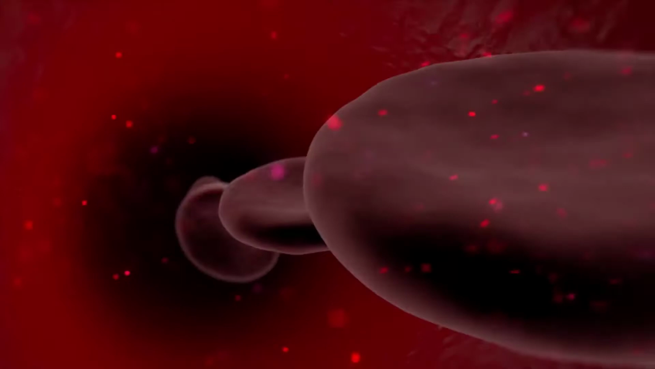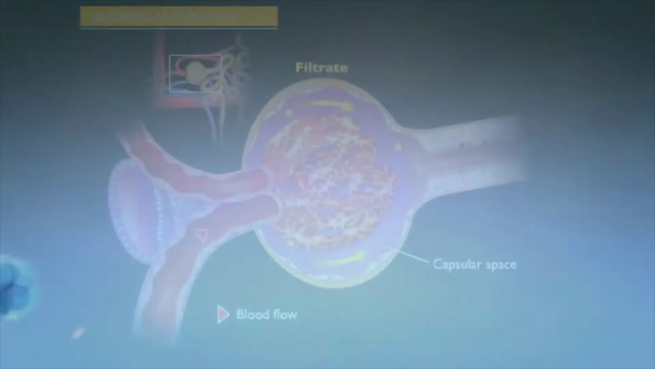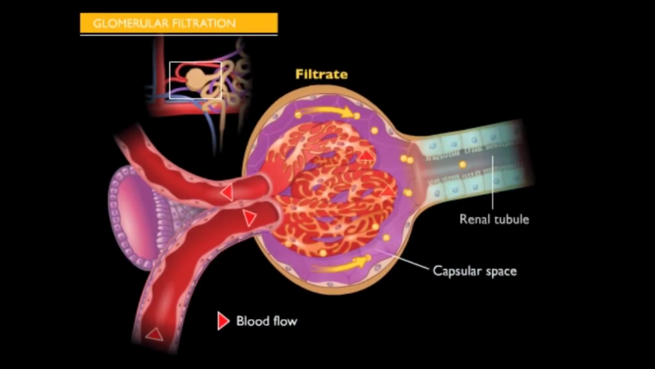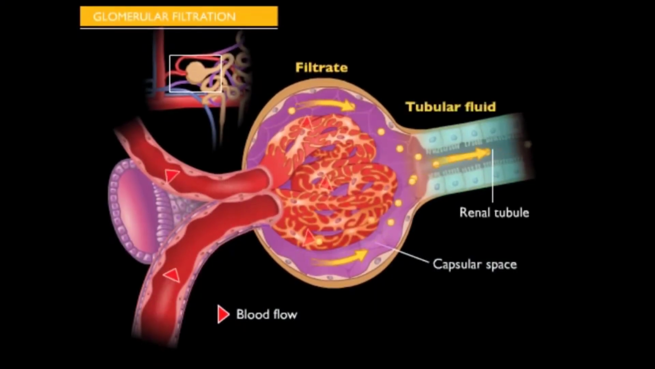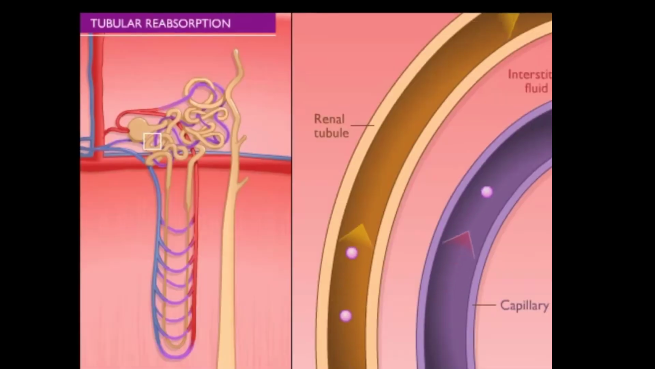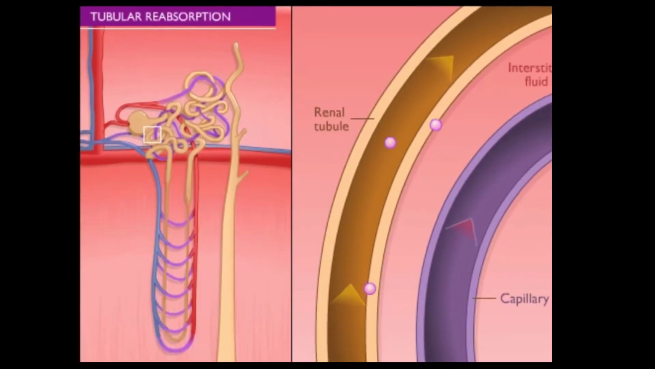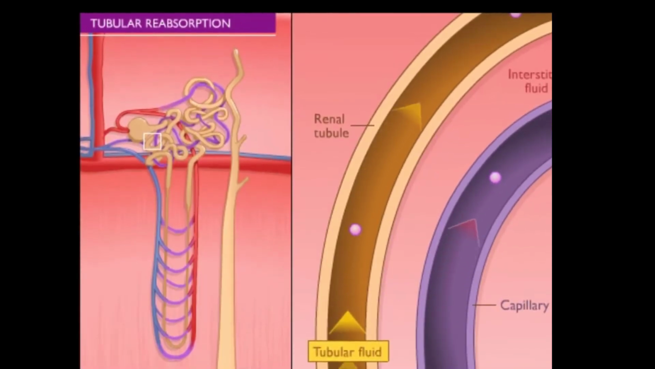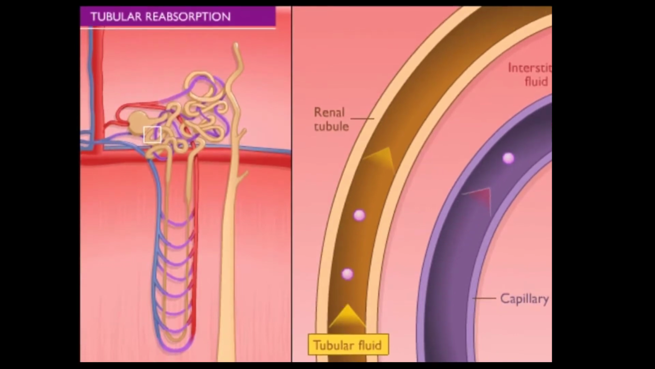Glomerular filtration occurs as blood circulates through the glomerulus. Fluid, small molecules, and ions in the blood within the glomerular capillaries move across the filtration membrane into the capsular space to form filtrate. Once filtrate enters the renal tubule, it is then called tubular fluid. Substances are simultaneously removed from and added to the tubular fluid as it flows through the renal tubule.